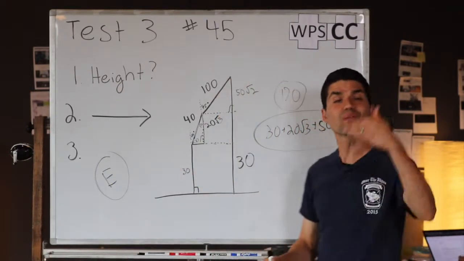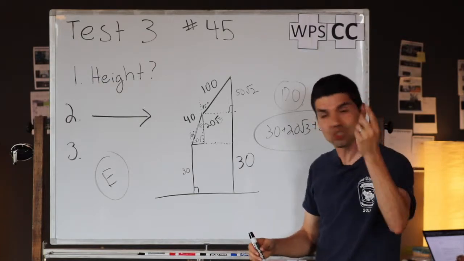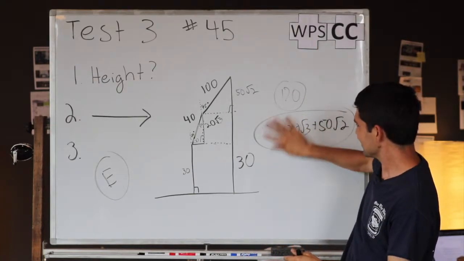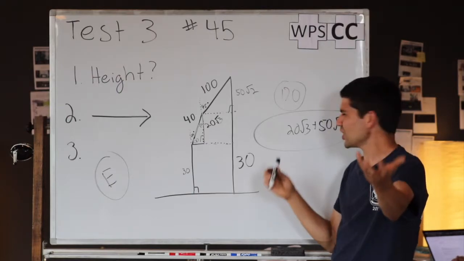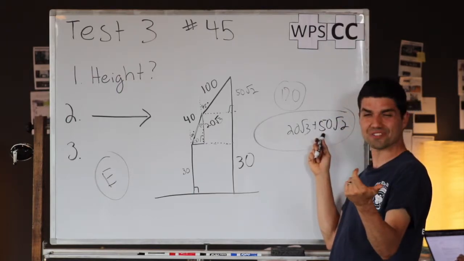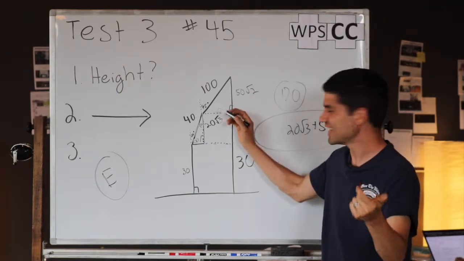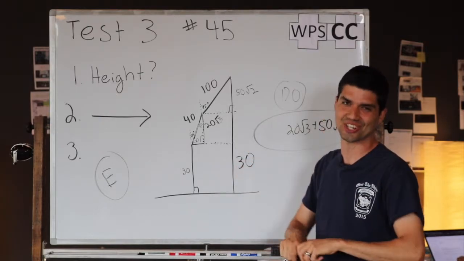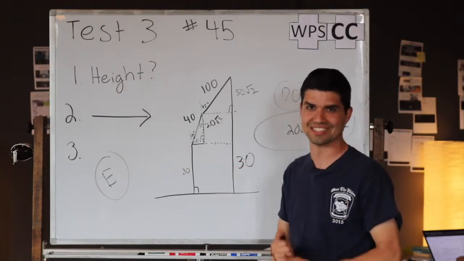And look what they did. The one right above that, letter D, they're trying to trick you. They took off the 30. So you feel real happy with yourself, like, oh yeah, I got the 20 root 3, I got the 50 root 2, I got the hard parts. And I forgot to add on the 30. That's trying to trick you and trap you, because that's what the ACT loves to do.